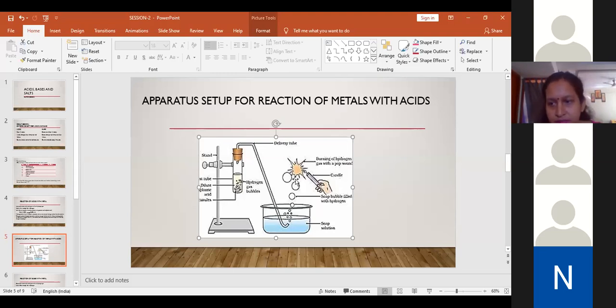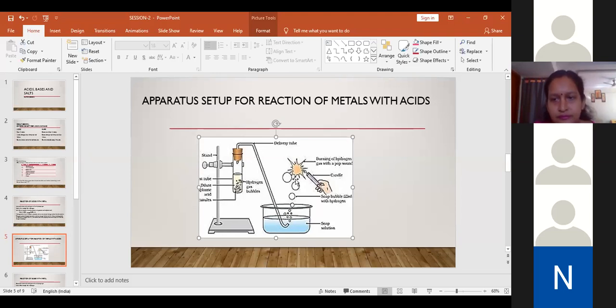Yes, ma'am. Jyotsna, could you hear now? Yes, ma'am. Good. Now my question will be based on what is the significance of two things, the cork and the soap solution. Jheel, can you tell me what is the function of the cork over here?